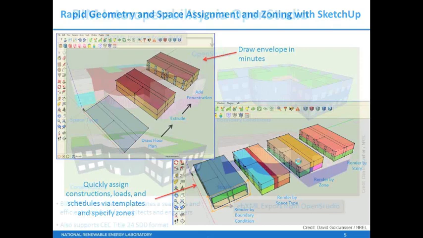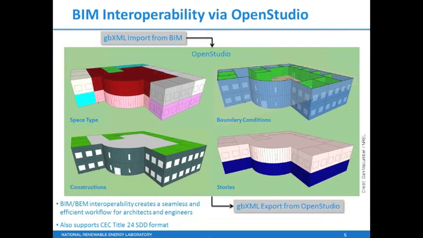This slide just shows that we have support for gbXML. So if you're working in Revit or other applications which either import or export gbXML, you can use that as a starting point as well. And it brings in not only geometry, but some of the data behind that, like the constructions and the boundary conditions and space types or spaces.